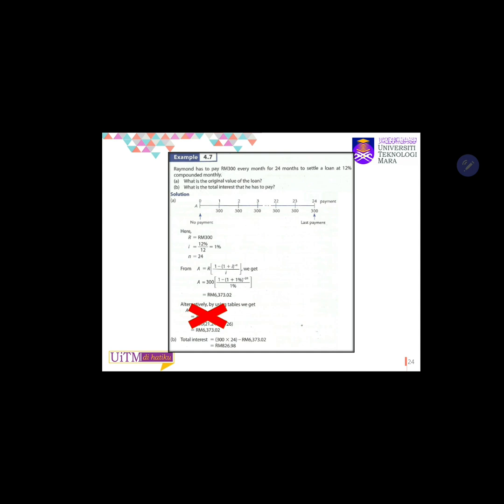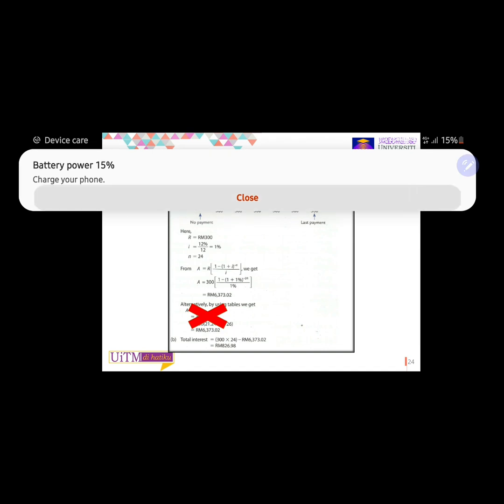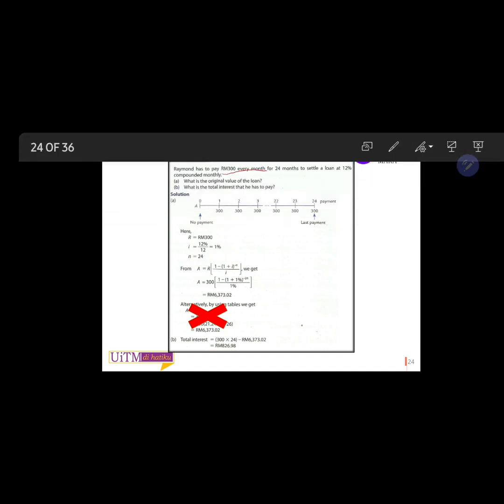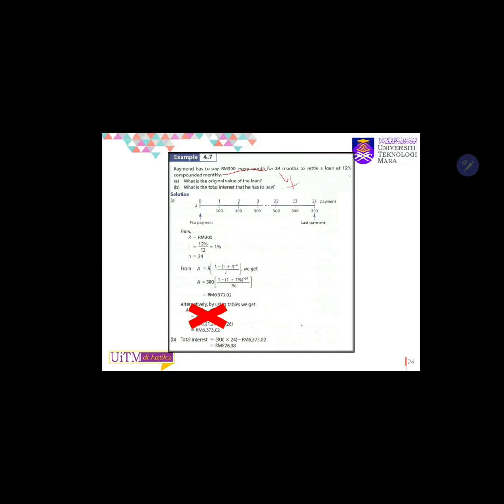Here he has to pay 300 ringgit every month, so it is an annuity, sebab tiap-tiap bulan dia kena bayar. So your R is 300 ringgit, for 24 months to settle a loan. This is your t, this is your k, compounded monthly is your m. We just substitute into the A formula, present value, then you will get the answer. The next question is, what is the total interest? You substitute into the interest formula, I is nR minus A, then you will get the answer.